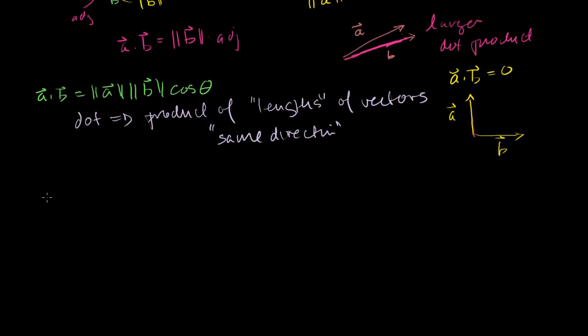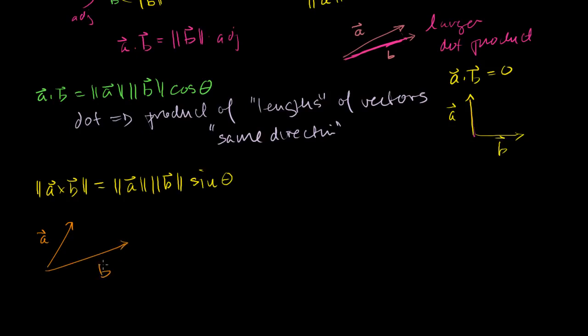The cross product tells us, well, the length of A cross B, I painstakingly showed you, is equal to the length of A times the length of B times the sine of the angle between them. So let me do the same example. Let me draw my two vectors. That's my vector A. This is my vector B.